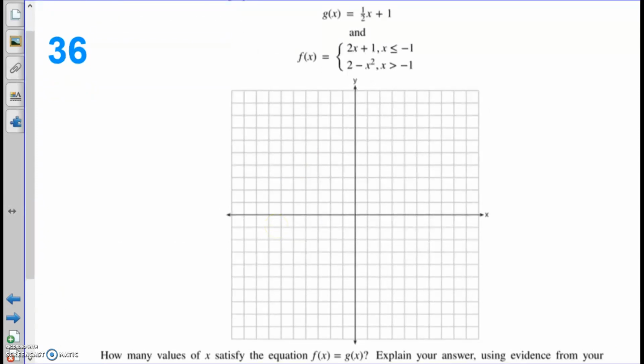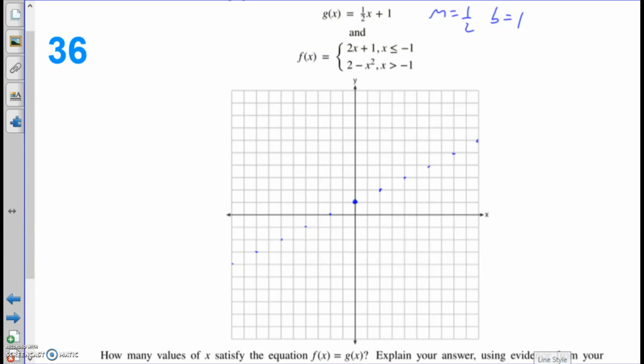First, we can graph g of x. G of x is just a regular line, 1/2 x plus 1. It's got a slope of 1/2, a y-intercept of 1. So we'll start at 1, and a slope of up 1 over 2. And we go up 1 over 2 until we reach the end, and then we go back to the y-intercept and go the other way. So down 1 over 2.